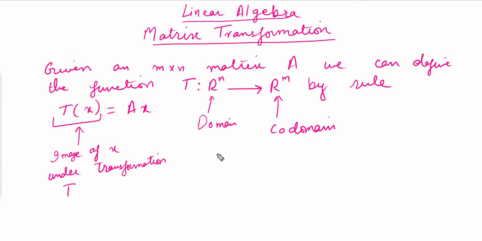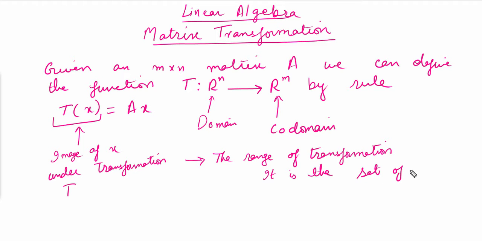All right, now there is another term that we have to understand, which is the range of the transformation. The range of transformation is the set of all the images that we get after the transformation of a particular matrix x. So I can write it over here: it is the set of all images T of x that we get as the result of the transformation. That is called the range of the transformation. These are some of the terms that we have to understand. And over here, A of x represents the image of x under transformation T.